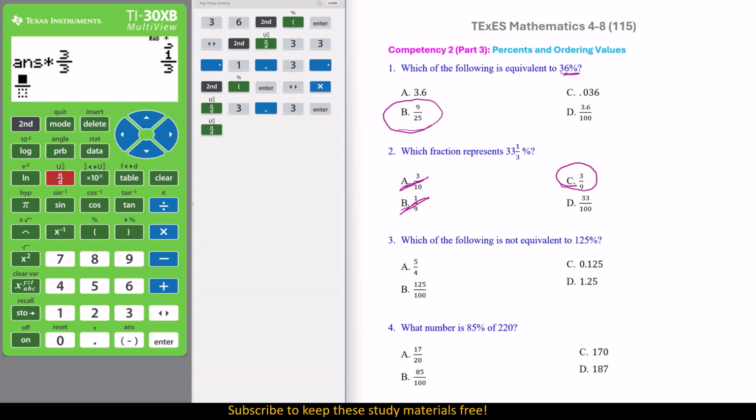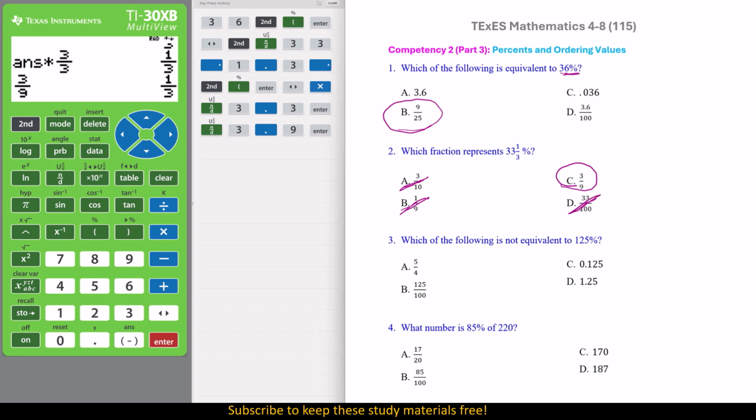So let's just go fraction and try C. Some of you probably said, why didn't she just put in option C? All right, so let's push enter. Yeah, obviously it's going to reduce to 1/3, which is what we had. Then option D, obviously we can tell that that's not going to be the same thing.